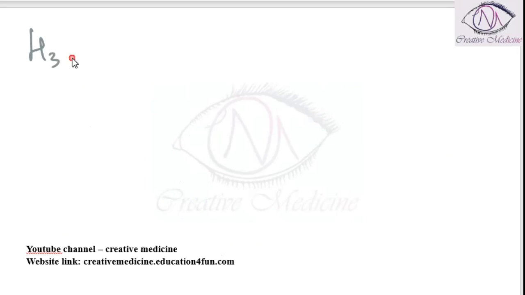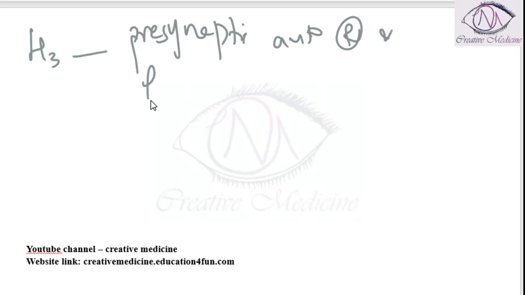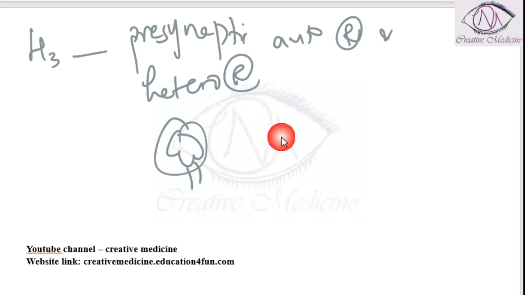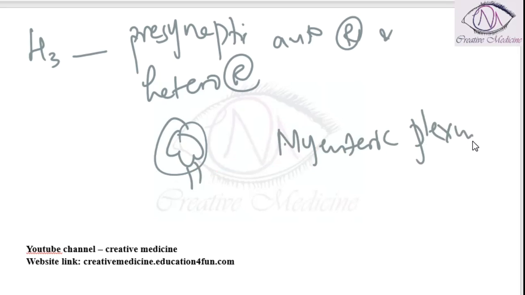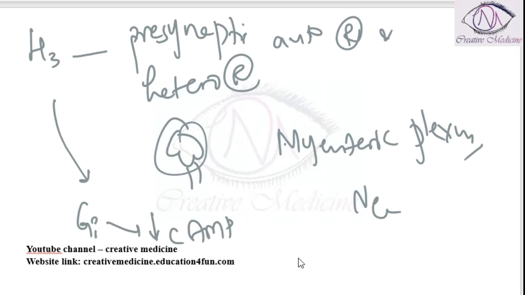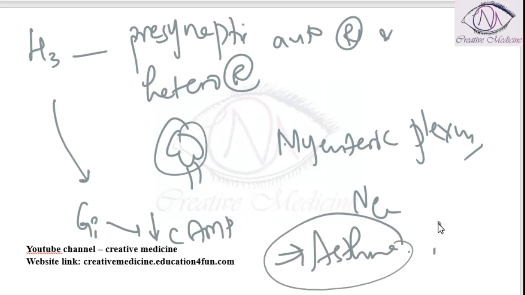Then H3. The H3 receptor is present as presynaptic autoreceptors and also as heteroreceptors. This H3 is present in the brain, in the myenteric plexus and also in neurons. It acts by Gi type and decreases the cyclic AMP. This H3 is used in conditions like asthma mainly and also chronic inflammatory conditions.